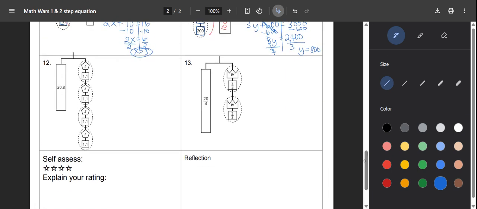Number 12, we have 20.8, and that is equal to how many sets? 1, 2, 3, 4 sets of z plus 1.1. So you've got a choice to make. Are you going to distribute and solve it like a regular hanger before, or are you going to chop it up and divide it? It is up to you. You pick whichever method you want, pause the video, and then come back to see if you are correct.